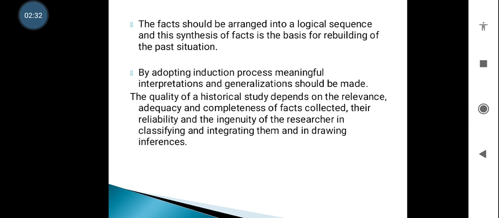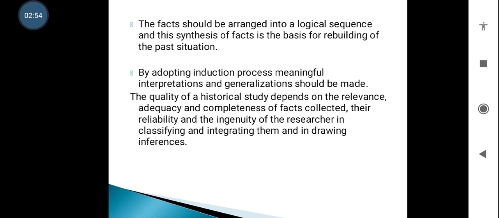So the activities, the continuity of activities, or the system of processes will be arranged according to our data. By adopting the induction process, meaningful interpretation and generalization should be made.